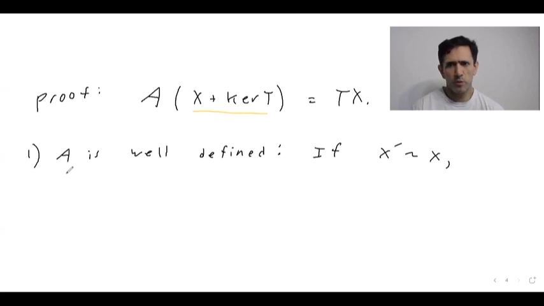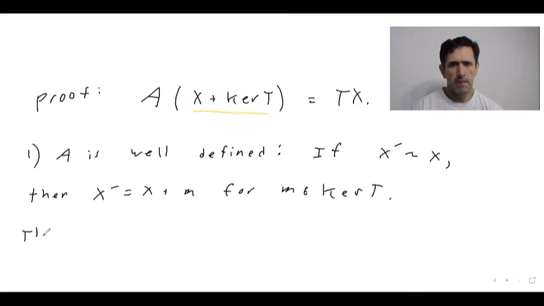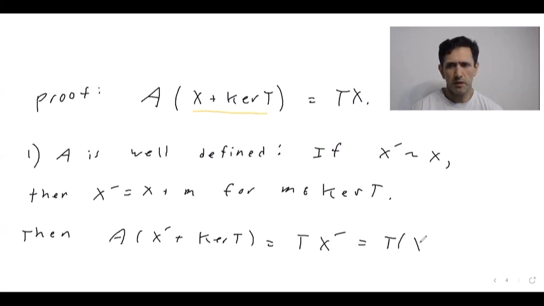So if x prime is equivalent to x, x prime equals x plus little m for little m, usually in big M, but big M is the kernel here. Then by definition, A of x prime plus the kernel of T is going to be T x prime. x prime is x plus m. Use linearity.